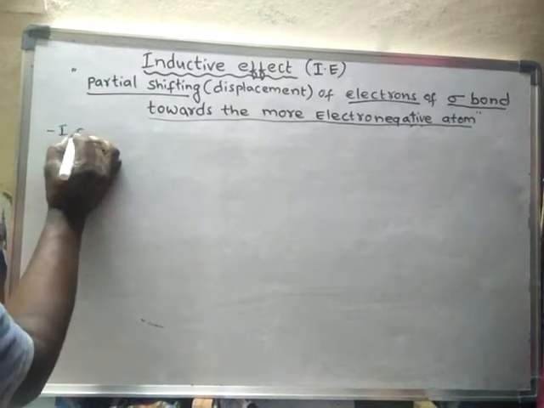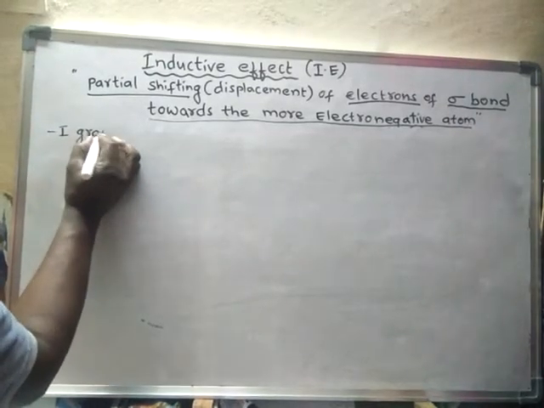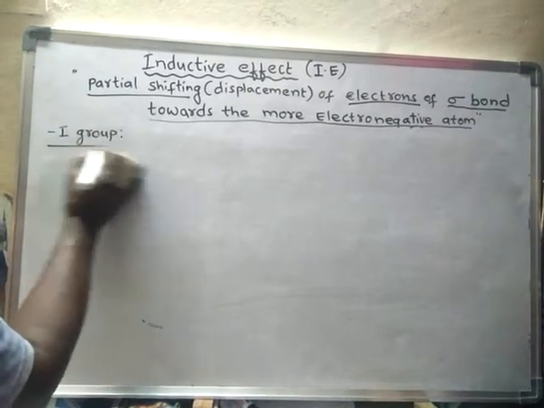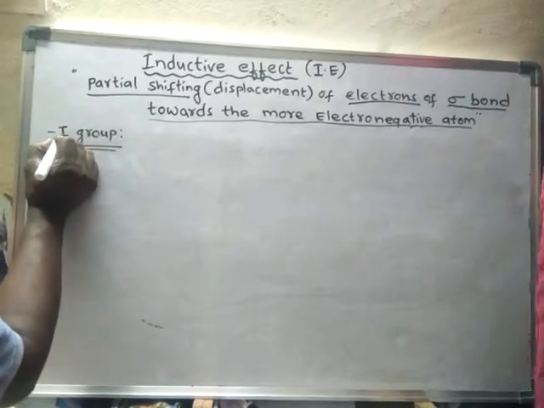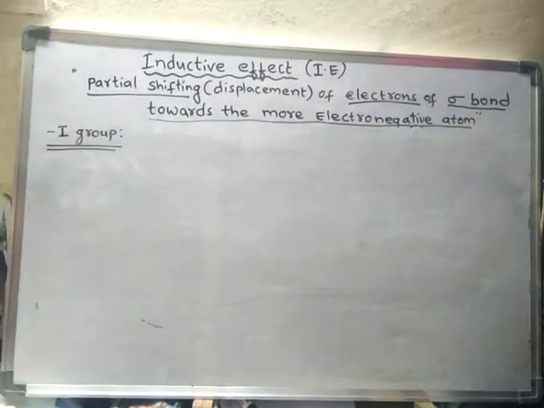Minus I groups, a list of minus I groups. This list is most important, so we have to learn these groups in order only, in a given order.